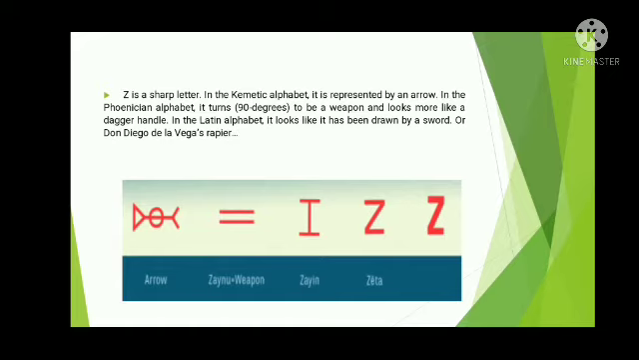As you can see in our first representation, we have the arrow. It turns into a sign of weapon, the zayin, the zeta, and now we have the modern letter Z, derived from old and new Roman alphabet letters. Zeta is the representation of the Greek symbol.